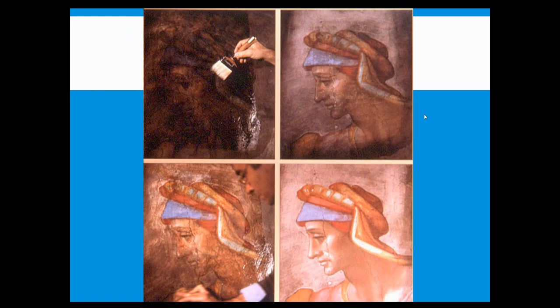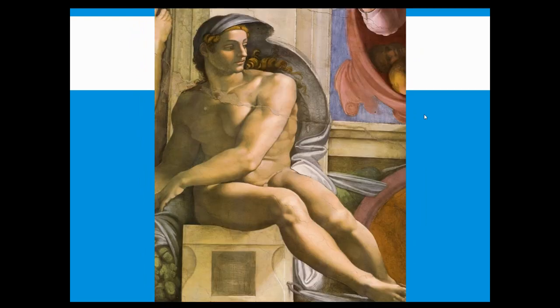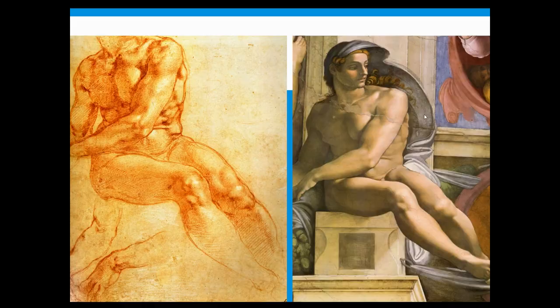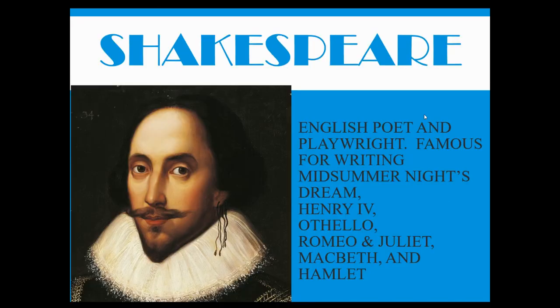And this is them restoring it. And then these are some of his preliminary sketches before he did the paintings. And then also just to kind of give you a little time perspective, during this time period, this is when Shakespeare was big in creating his works. So he's the guy who wrote Romeo and Juliet, Macbeth, and Hamlet.